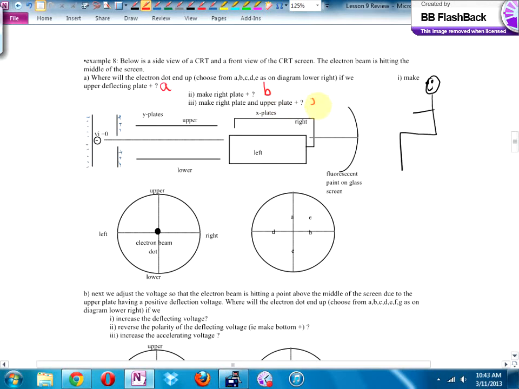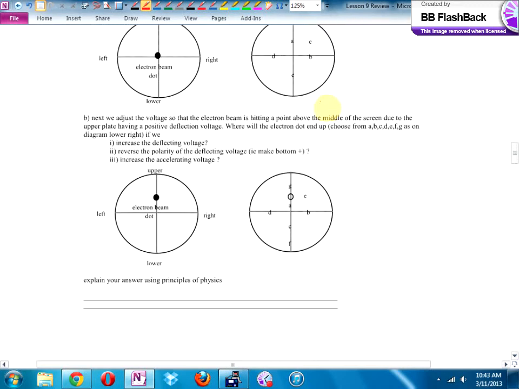Let's reset this. Now we're going to adjust the voltage so that when the plates are turned off, we give the upper plate a tiny positive voltage so that we're hitting a little bit above center to start out. Where will the electron dot end up? Choose from A, B, C, D, E, F, or G.